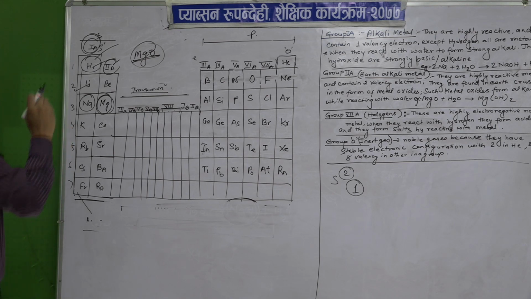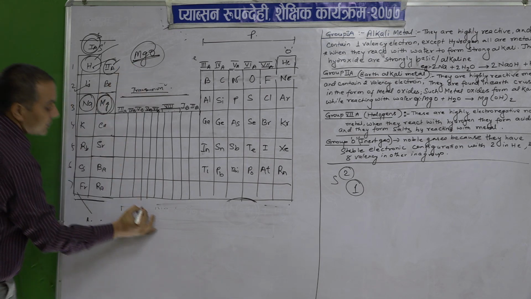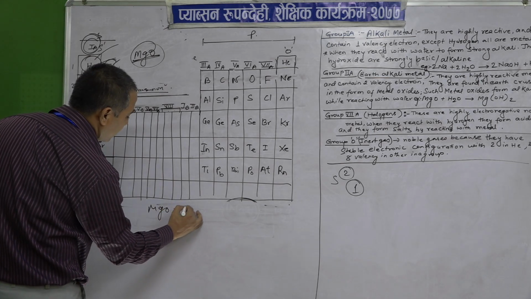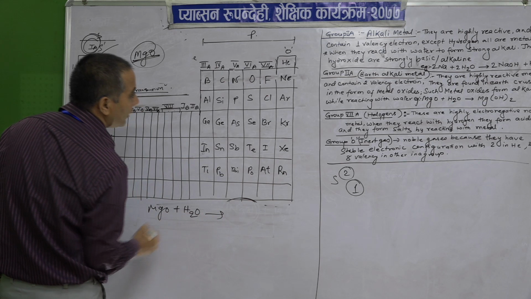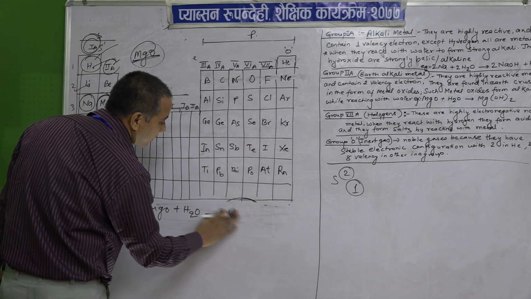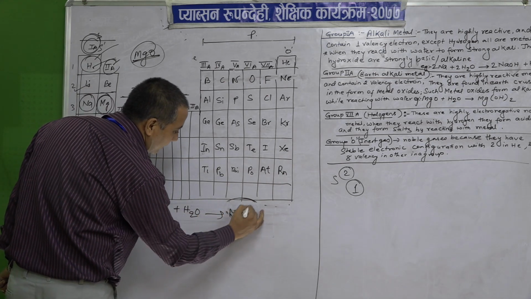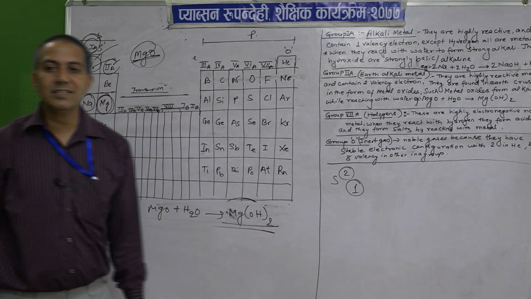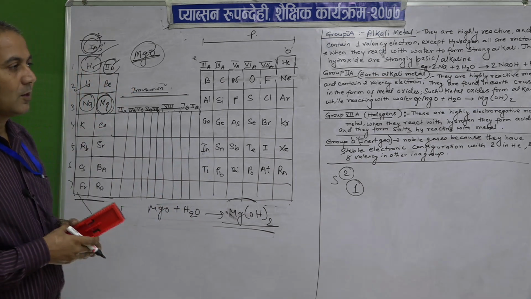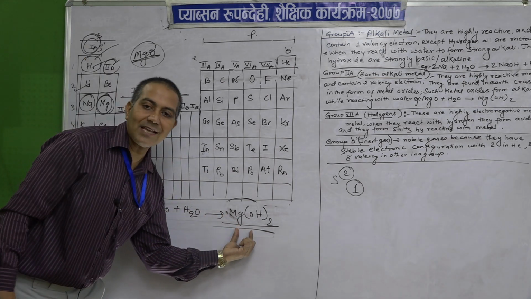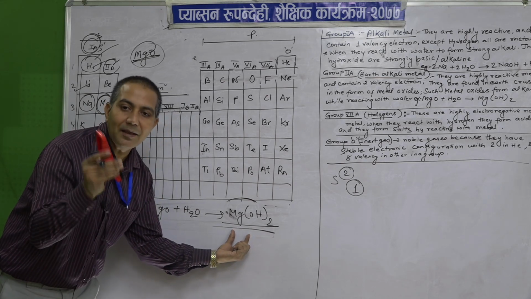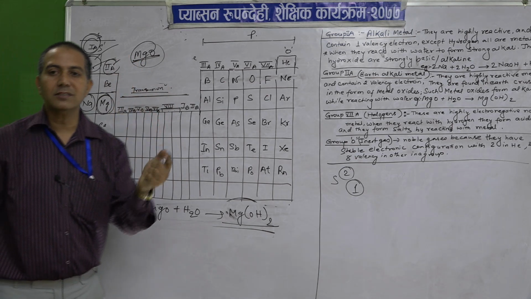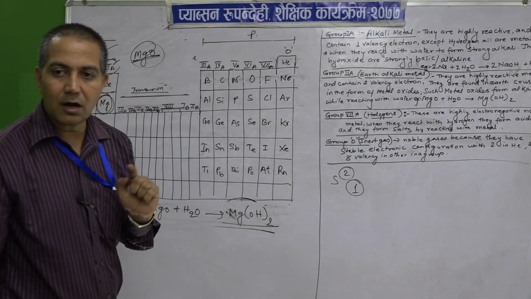So, suppose this is MgO. When it reacts with water, what does it form? It forms magnesium hydroxide. What is this again? This is again a base. So it forms a base, therefore it is called alkaline metal. Why earth alkaline metal? Because they are found inside the earth's crust.